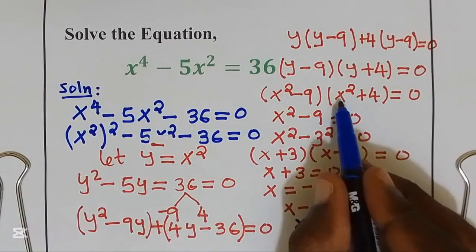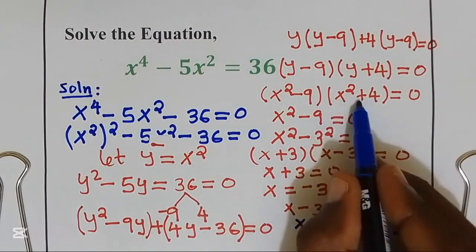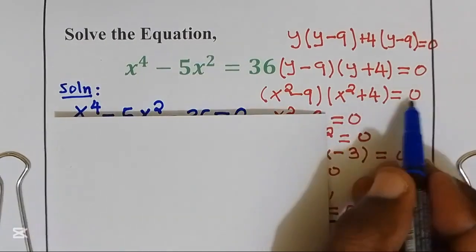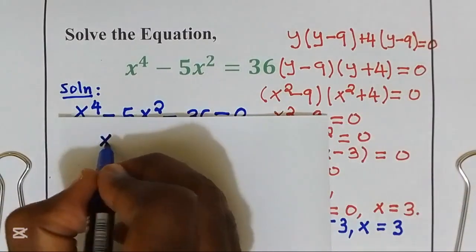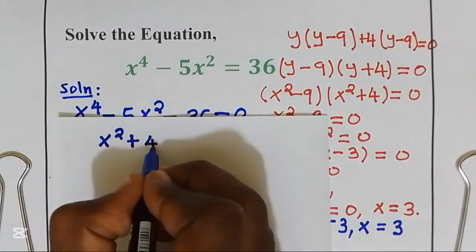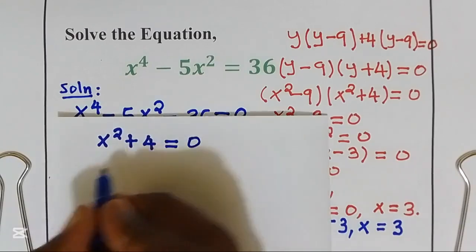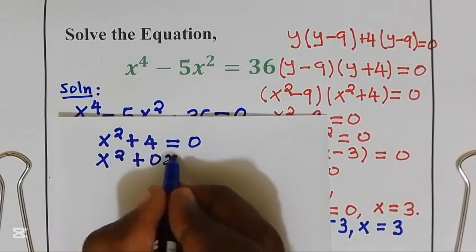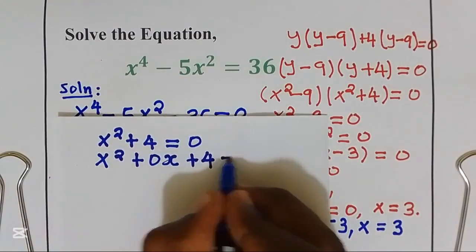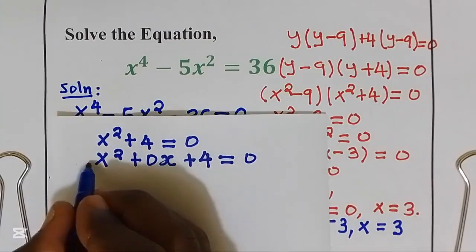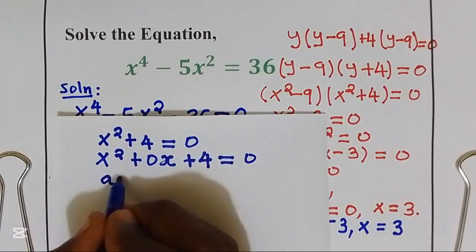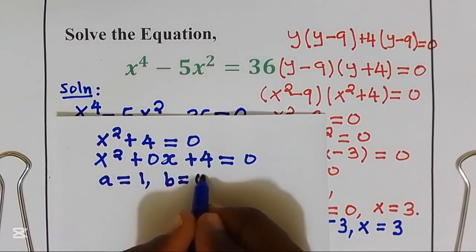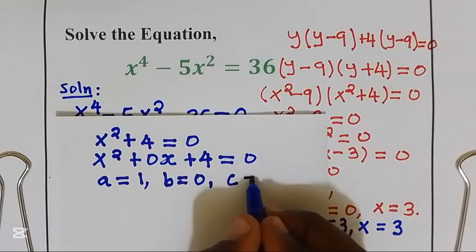Now let's go and find the solution for x squared plus 4 equal to 0. I can write it as x squared plus 0x plus 4 is equal to 0. The coefficient of x squared is a, which is equal to 1. The coefficient of x is b, which is equal to 0, and c is equal to 4.